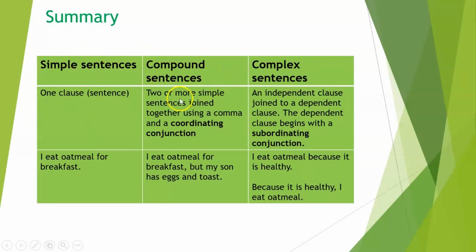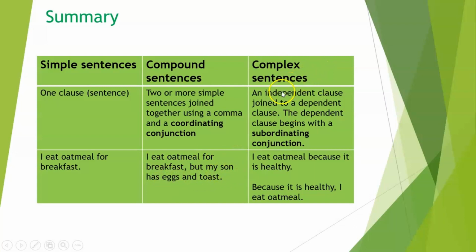Compound sentences: two or more simple sentences joined together using a comma and a coordinating conjunction. I eat oatmeal for breakfast, comma, but my son has eggs and toast. This is what we call a compound sentence. Remember, we have one sentence on this side, one sentence on this side.